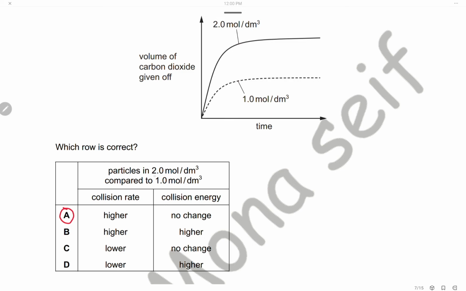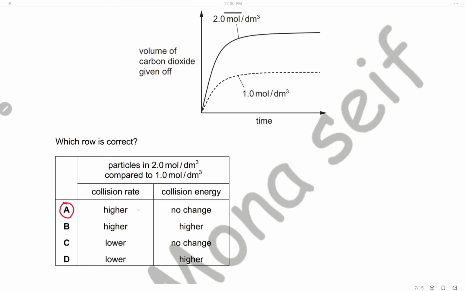The particles in the hydrochloric acid with concentration 2 mole per decimeter cube compared to 1 mole per decimeter cube. He's asking about the collision rate and the collision energy. Of course, as we increase the concentration of the acid, we will have a higher number of particles per unit volume, so we will have a higher collision rate or more frequent collisions. The collision rate will increase, but the increasing concentration has no effect on the collision energy, so there is no change. The answer is A.